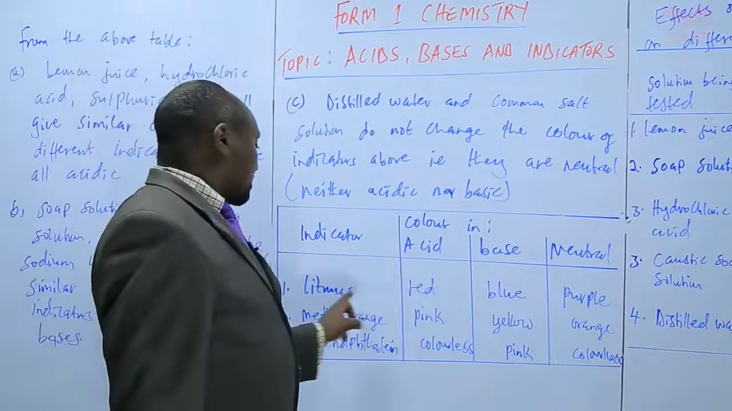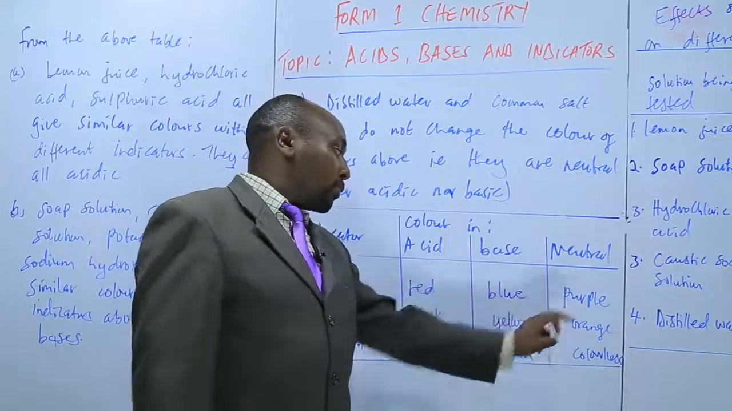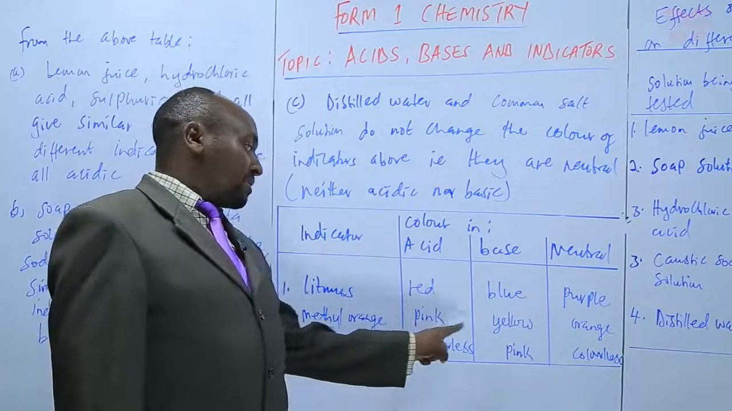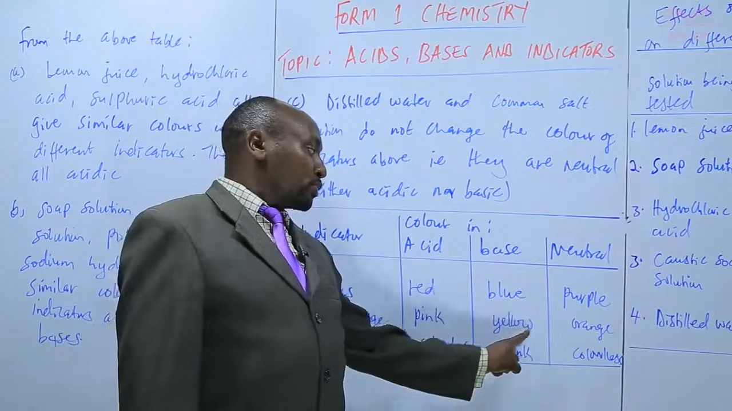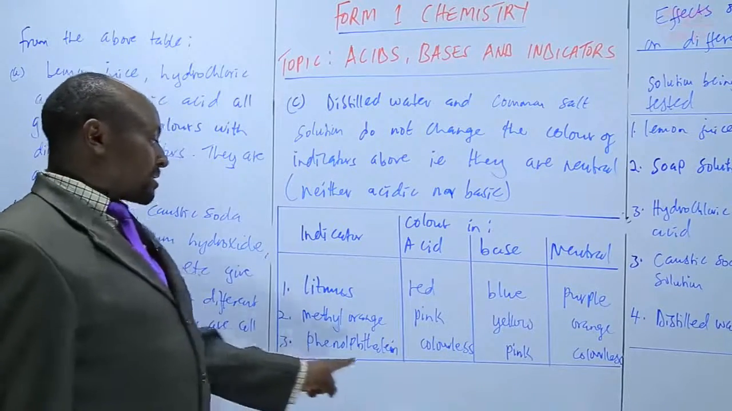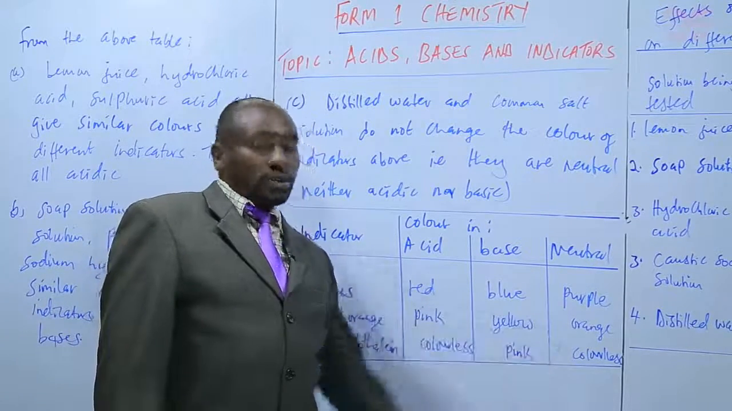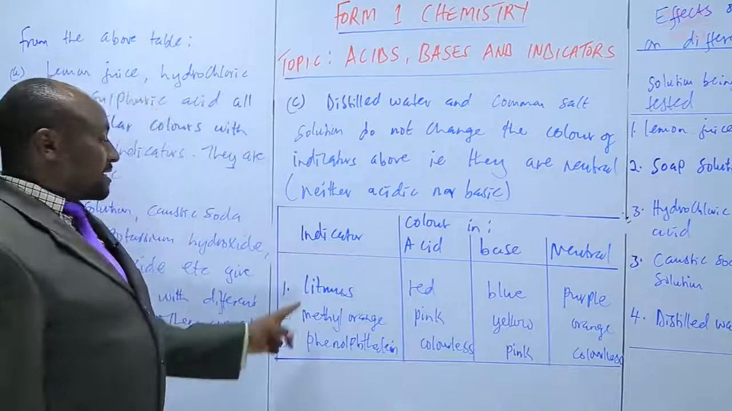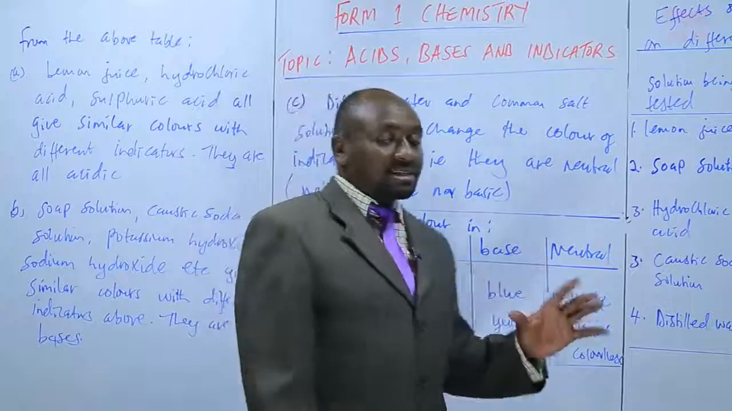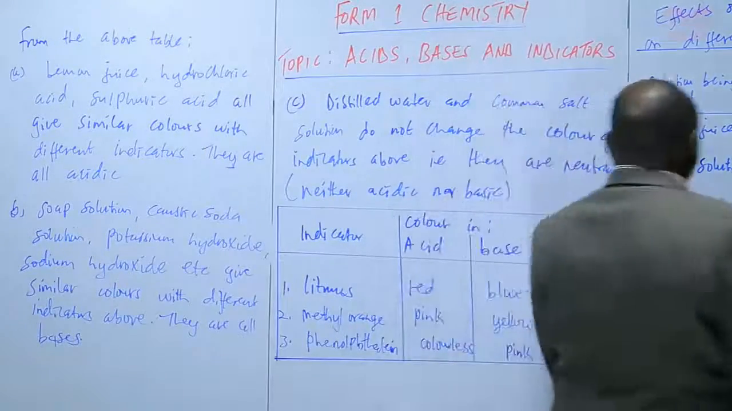So color in acid, litmus is red. In base, it is blue. In neutral, it's purple. Methyl orange, in an acid, it is pink. In a base, it is yellow. In a neutral solution, orange. Phenolphthalein, if you put it into an acid, it is colorless. In a base, pink. In a neutral solution, colorless. So that tells us that indicators give us different colors in an acid and different colors in a base. So you can have an assignment.